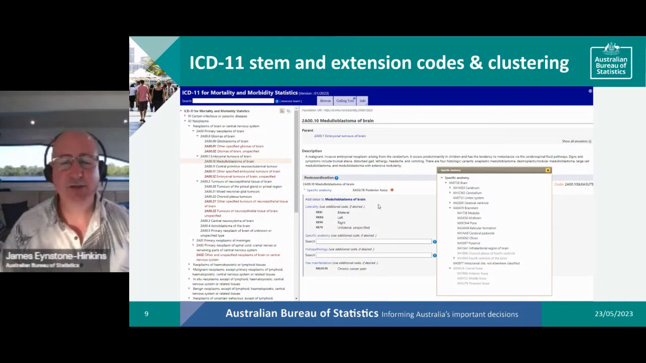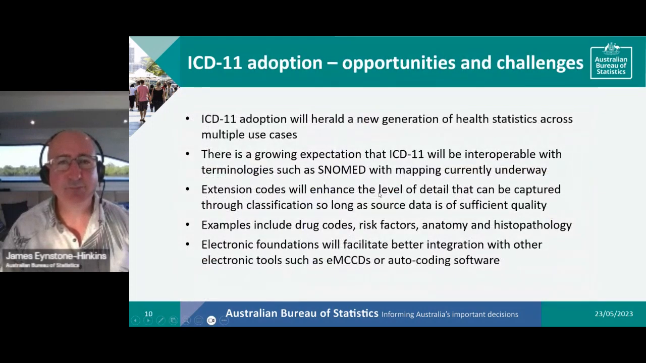There is also the ability to choose from a very broad list of histopathology and talk about things like manifestations if needed, in this case, most likely from a morbidity perspective. So from the point of view of looking to implement ICD-11, there's absolutely no doubt this is going to herald a new generation of health statistics. And there are lots of expectations of ICD-11.